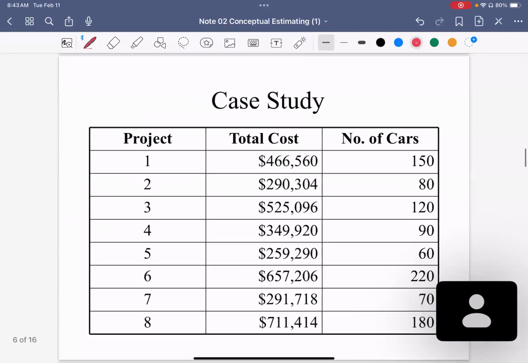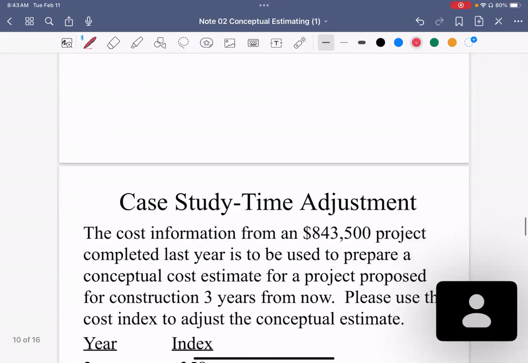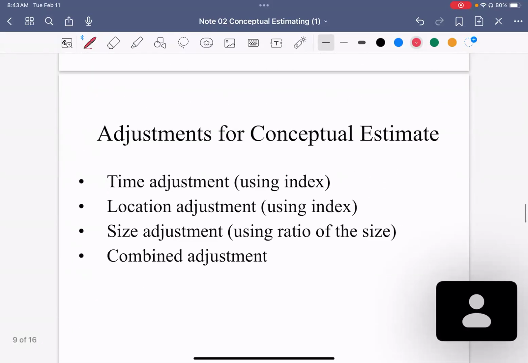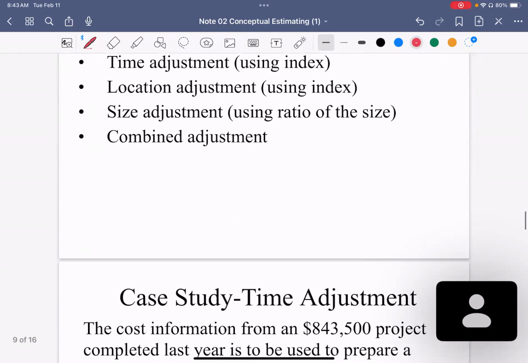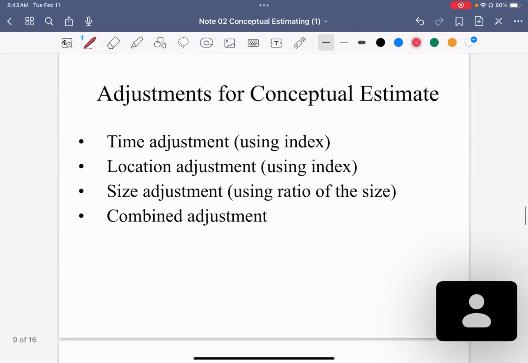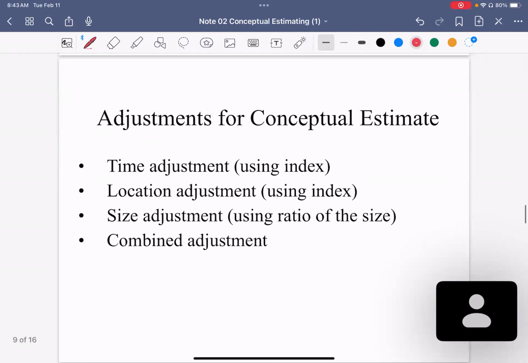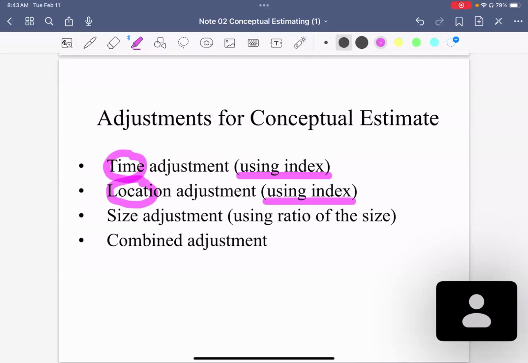So that is the table we have gone through. Now we move into the size adjustment, right? For this one, we first need to understand what the time adjustment is. We use the index, and the index is from the table, right? And then we will do the location adjustments, and we use the index again. We will explain what an index is in the next pages.